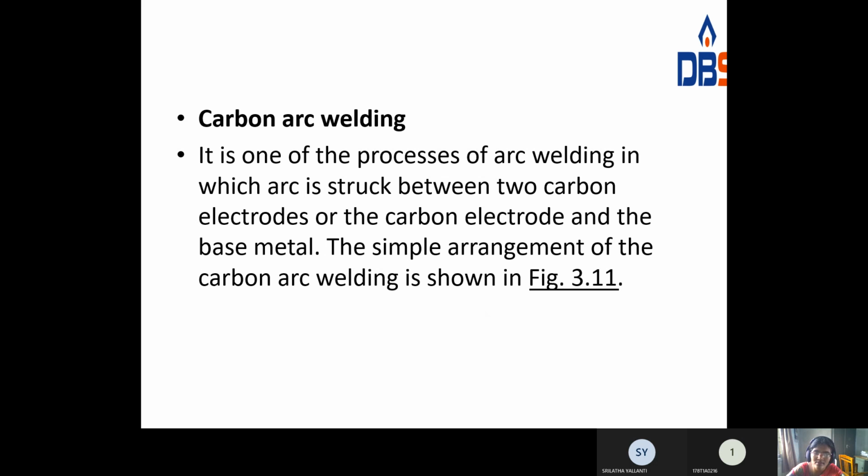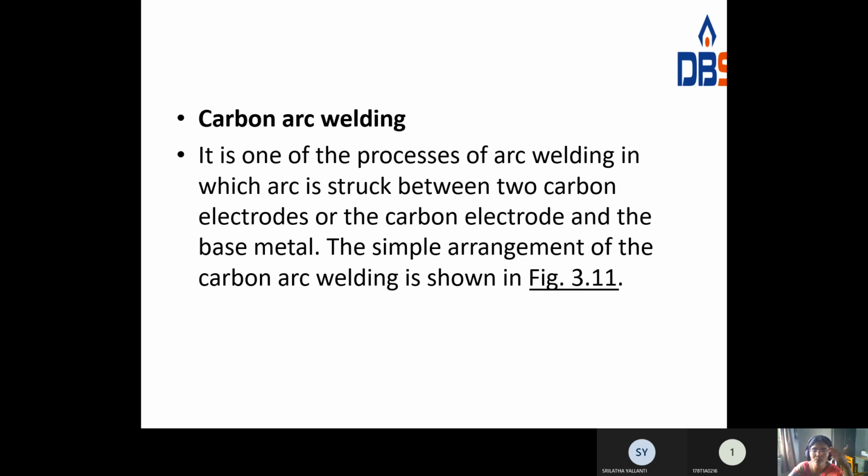It is one of the processes of arc welding in which the arc is struck between 2 carbon electrodes. Okay, that's why this is called carbon arc welding. So either 2 carbon electrodes, or one carbon electrode and the other one is the base metal.